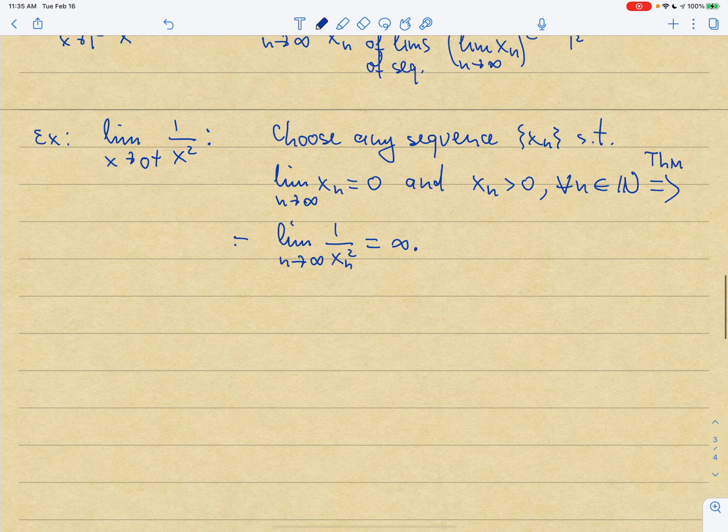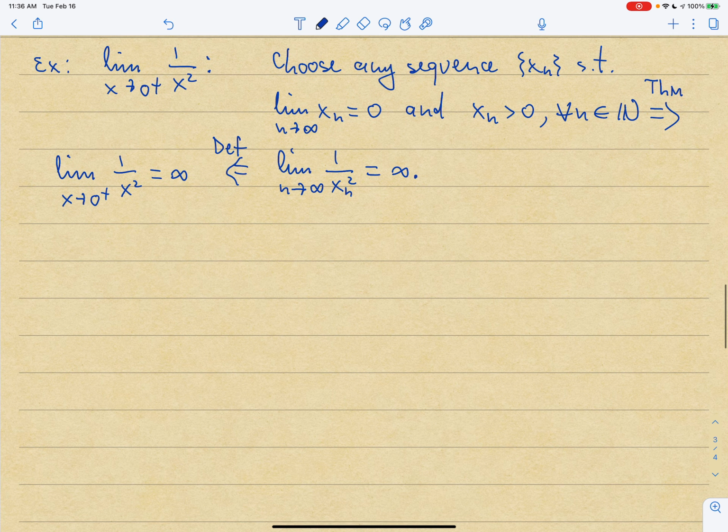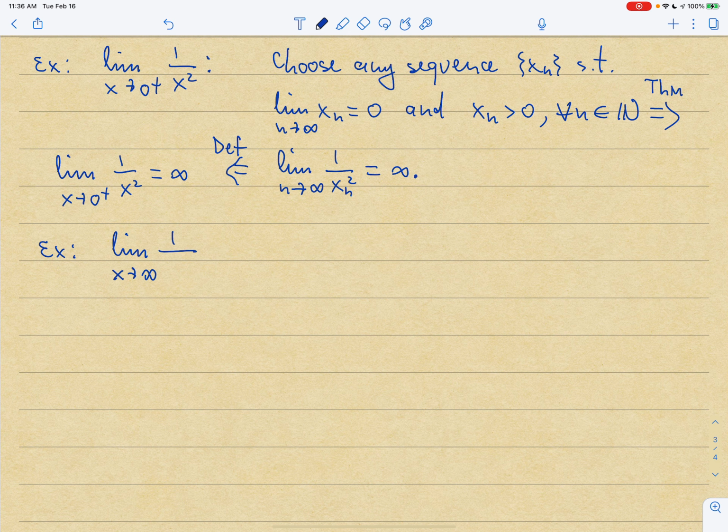And so that means that the limit that I'm computing, as x goes to 0 plus of 1 over x squared, must be plus infinity. Again, this is a consequence of the definition of the limit. Last example here, limit as x goes to infinity of, let's say, 1 over x plus 2.